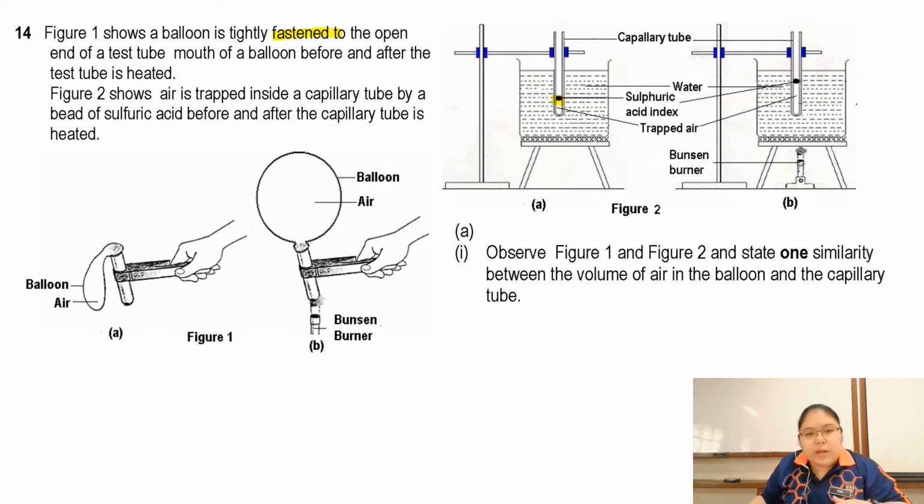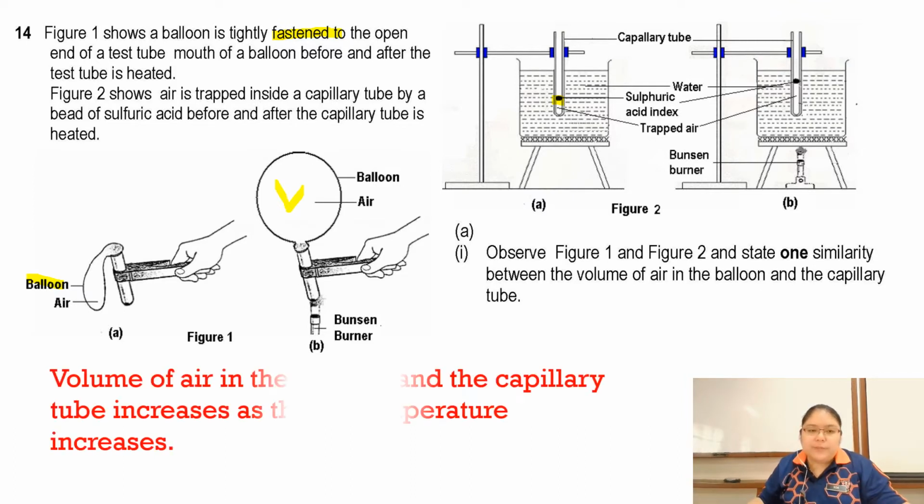So actually the two diagrams mention the same thing. When starting, the balloon is a smaller size. When I heat it, can you see the size becomes bigger? So this one stands for volume. Trapped air A also, before I heated, the volume is less. When I just heat it, you find the volume increasing. So this one is temperature and volume. This one is an observation. What you can observe from here, state one similarity. The similarity is the volume of the air in the balloon and also the capillary tube increases when the temperature increases. So this is a similarity from these two diagrams.